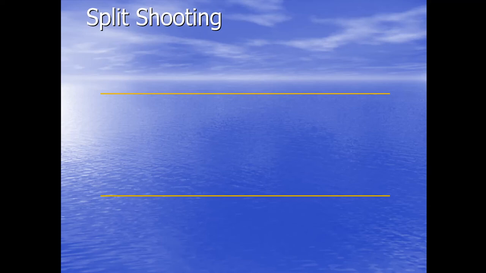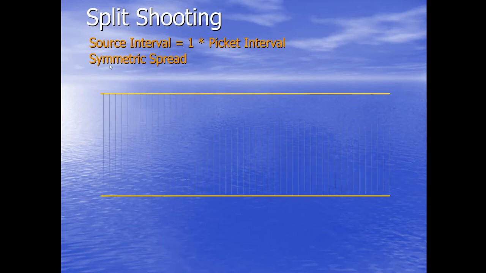For the sake of simplicity, we are considering only an 8 channel record, which is a land survey. I will show you an example. Here the source interval is 1 into picket interval, and we will be using symmetric spread. In symmetric spread you have a similar number of receivers on both sides of the source. Let's say this is the surface and this is your reflector. The source is placed in the middle of the receivers. These are 4 receivers on the left side and 4 receivers on the right side.